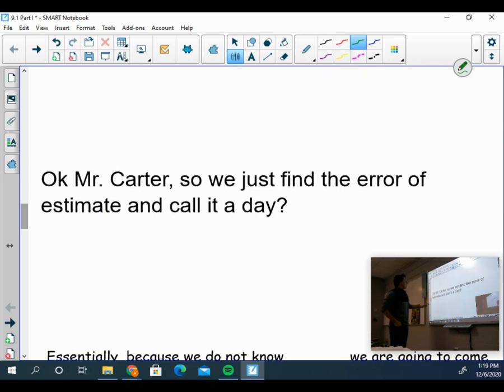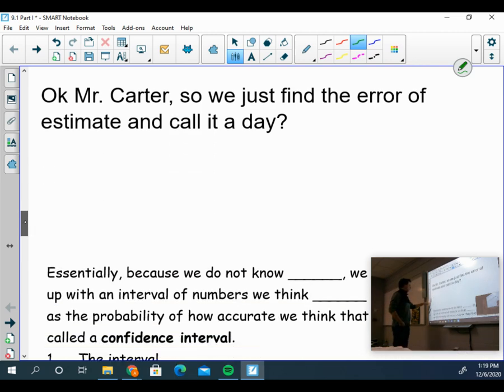So we just find the error of estimate and call it a day? Well, not quite. Again, the problem lies in that we don't know the population mean. We want to use the sample mean as a predictor, but we can't use the error of estimate, because we don't know the population mean. So what are we going to do?